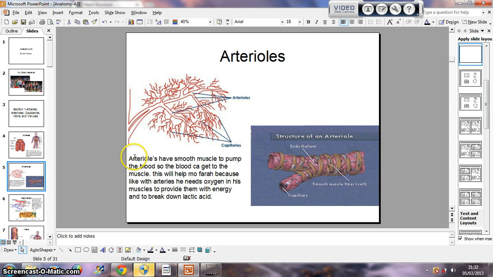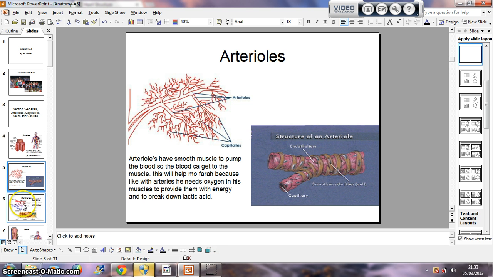Again, arterioles have smooth muscle to pump the blood so the blood can get to the muscle, like I just said. And then also this will help Mo Farah because, like the arteries, he needs oxygen in his muscles to provide the energy and to break down that lactic acid.